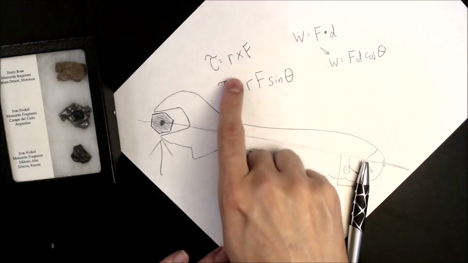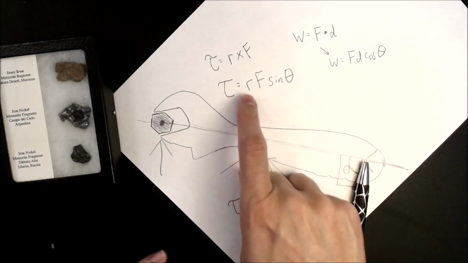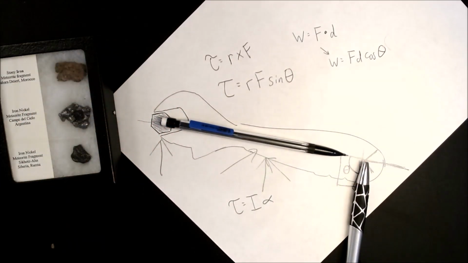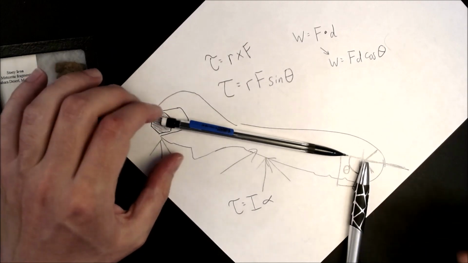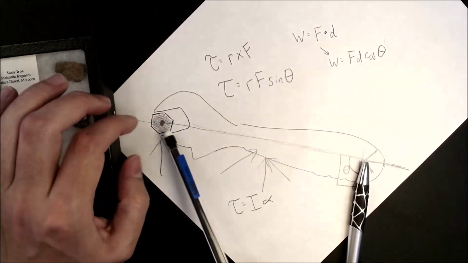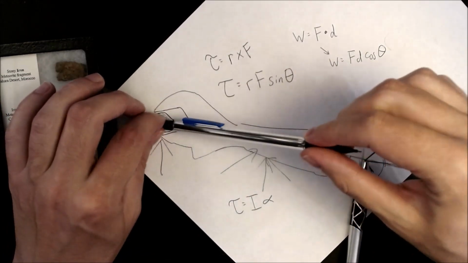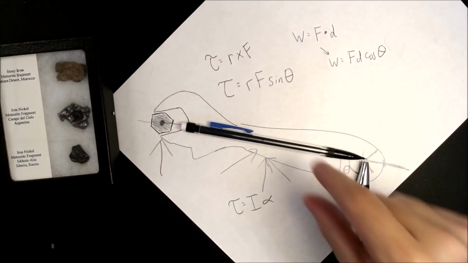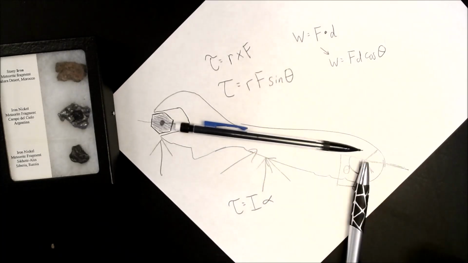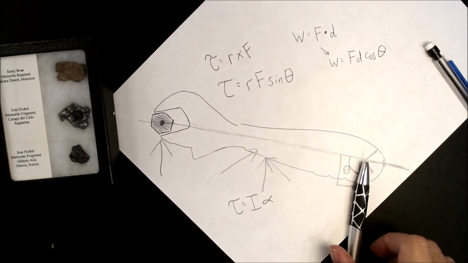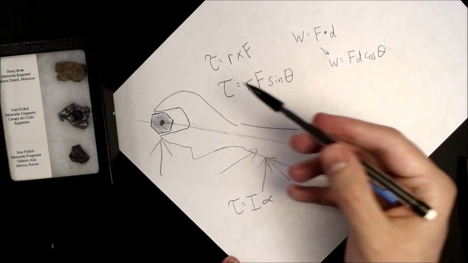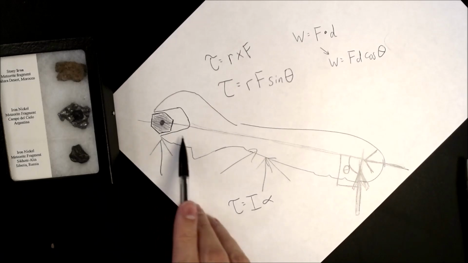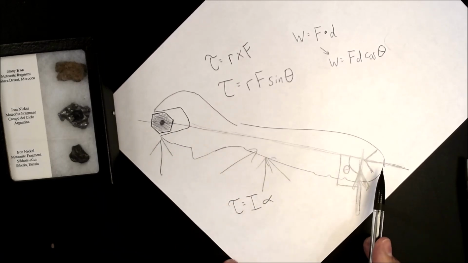The vector r that we have is going to be that vector there. The vector r is the line connecting the center of rotation out to where the force is being applied. This is vector r. So when you have any problem like this, it's not a bad idea just to draw a line going from the center of rotation out to wherever the force is being applied.